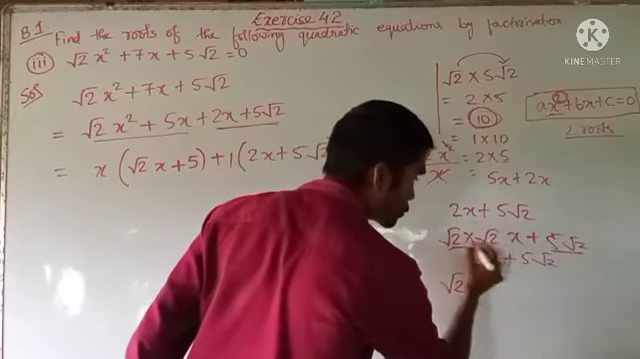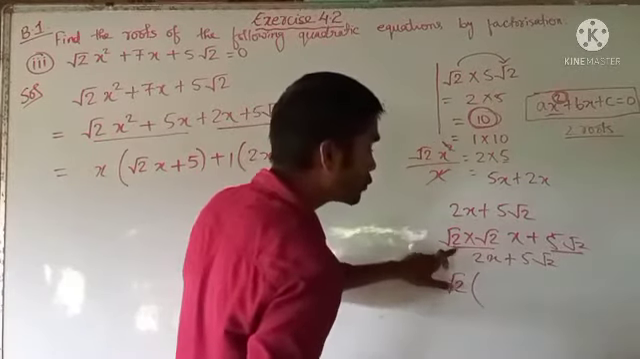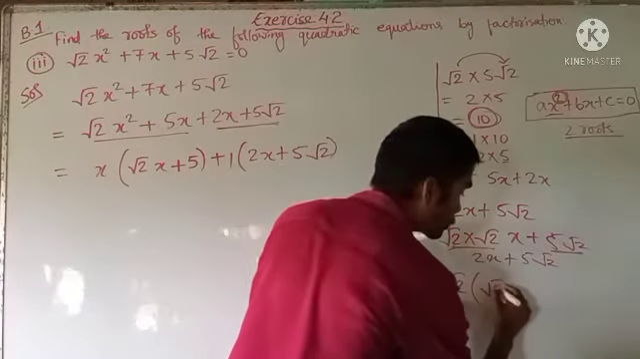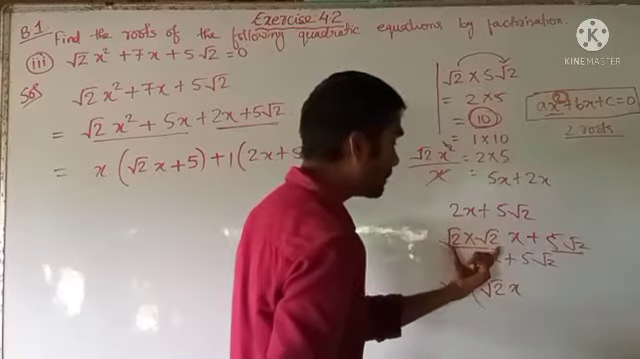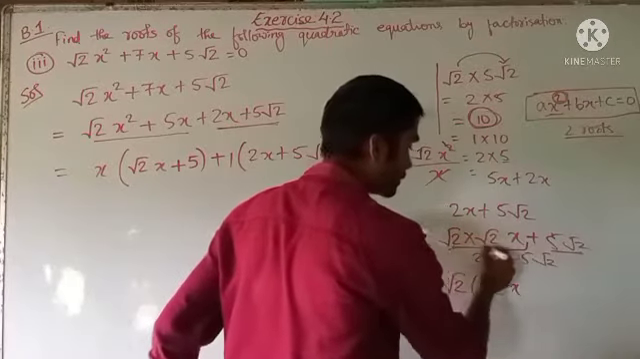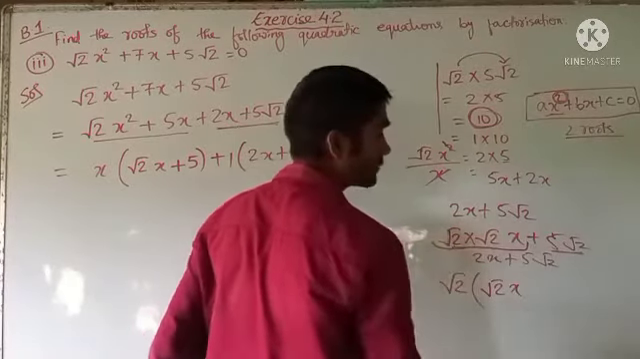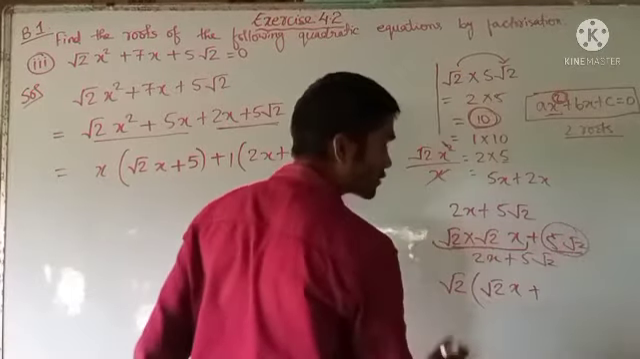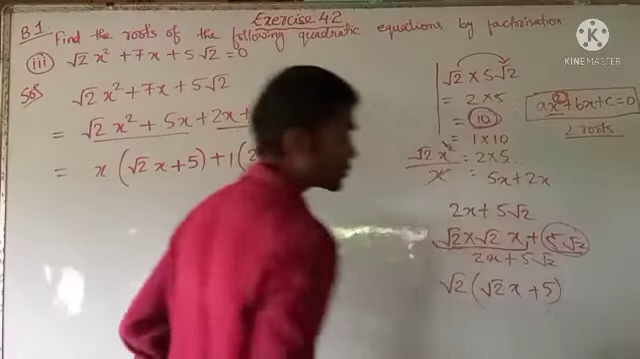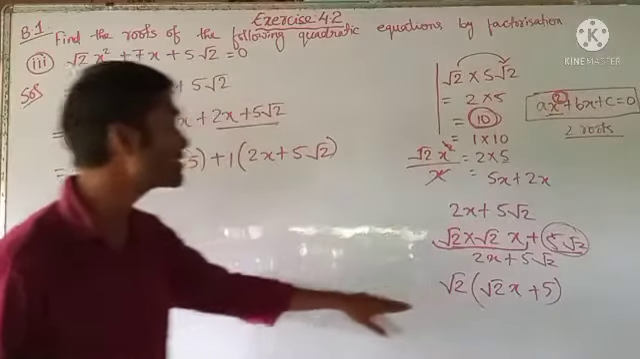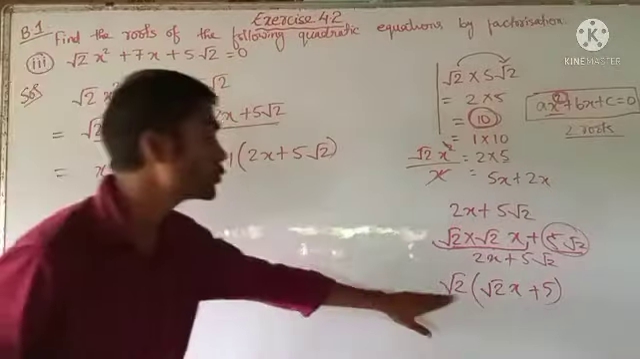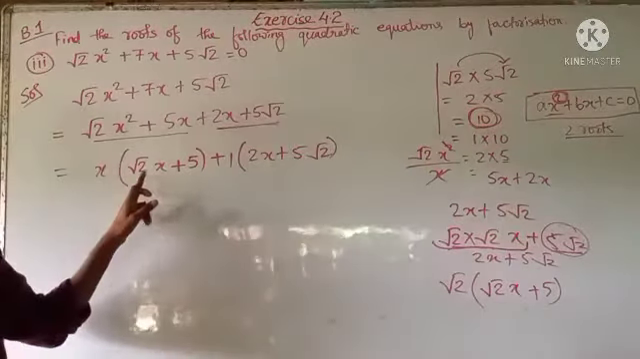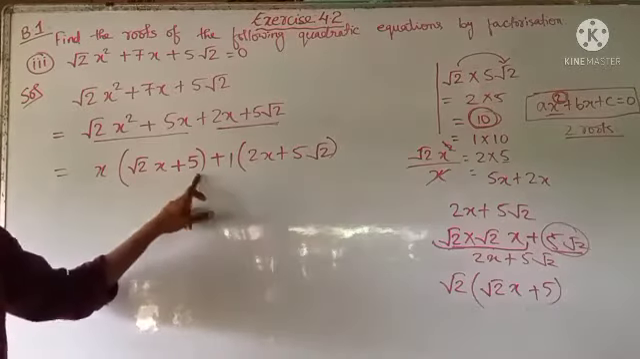So we can take root 2 as common. From these 2 root 2's, that means root 2 is 2 times here, so 1 we have taken out. So what will be left? Root 2x is left among these two, plus from this 5 root 2 we are also taking root 2 as common, then 5 is left. Now if we take root 2 as common, then root 2x plus 5 is inside the bracket. Here also we are getting the same thing, that is root 2x plus 5.